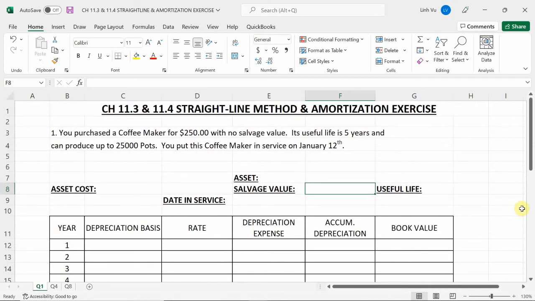Right? Question number 1 says that you end up purchasing a coffee maker for $250 with no salvage value, right? And it has a useful life of 5 years, right? And a plus, it can produce up to 25,000 pots of coffee, okay? And of course, you put this coffee maker into service as of January 12th. So, assuming that you're going to depreciate at the end of the year, December 31st, you're going to be depreciating it as of when?